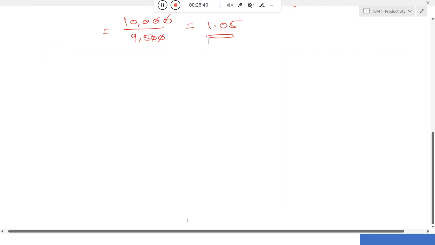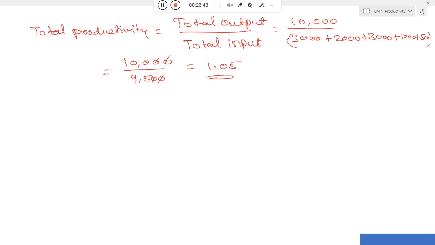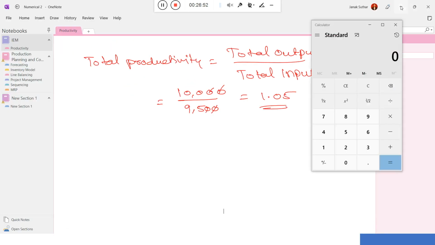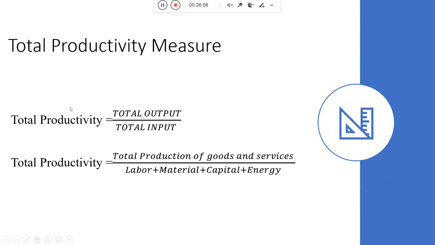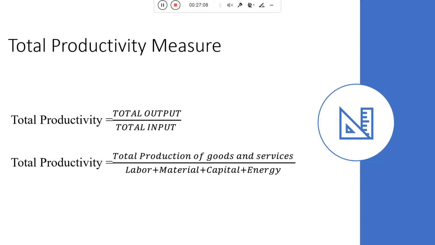There is another thing related to productivity measurement, so we go again to the PPT. Just wait. Now, this total productivity and how to calculate the individual partial productivity measurement, that we already discussed, and we even did one numerical just now. So now I hope everything is clear.